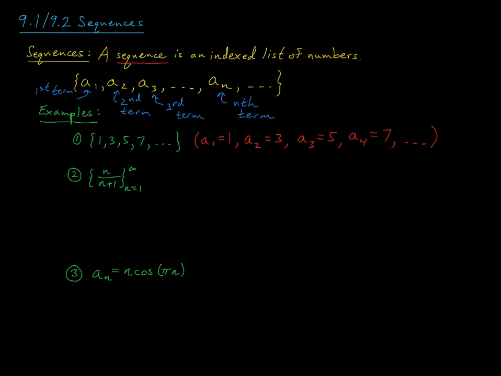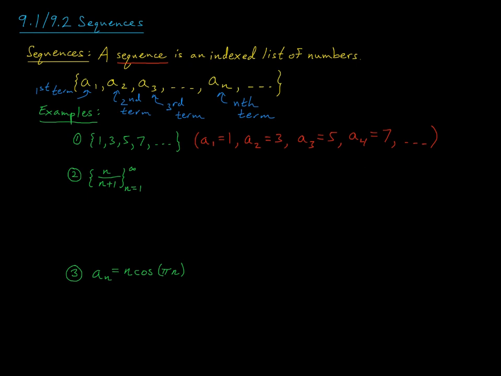Now for the second example, we're given an explicit formula to generate the terms of the sequence. Here we have n divided by n plus 1. The little subscript here, n equals 1, is telling us we're going to generate the first term of the sequence by plugging 1 into this formula. Then we'll plug in n is 2, 3, 4, so on and so forth. The superscript infinity symbol is telling us that this pattern is going to continue indefinitely, so there's going to be an infinite number of terms in our sequence.